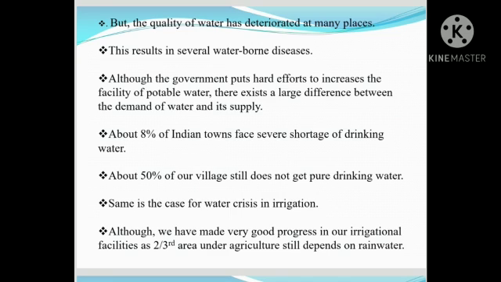This results in several waterborne diseases. Although the government puts hard effort to increase the facility of potable water, there exists a large difference between the demand of water and its supply. About 8% of Indian towns face severe shortage of drinking water. About 50% of our villages still do not get pure drinking water.